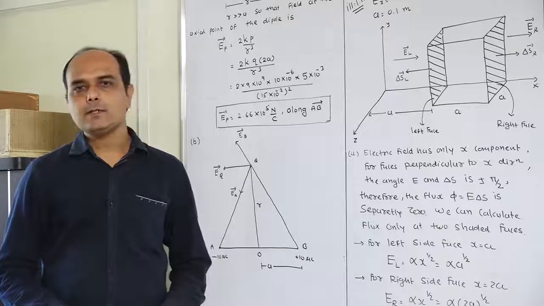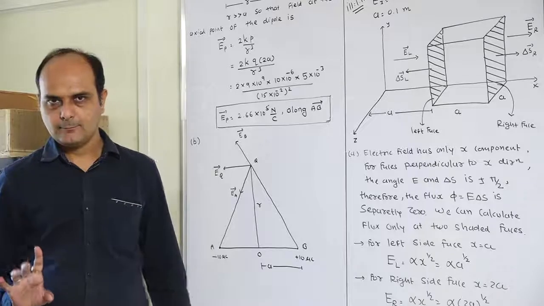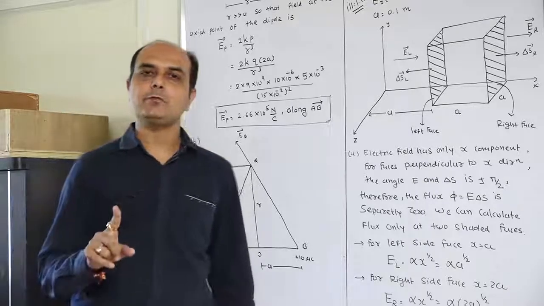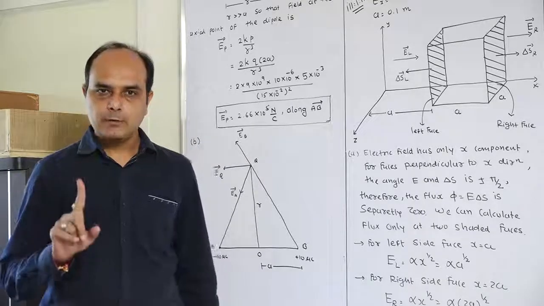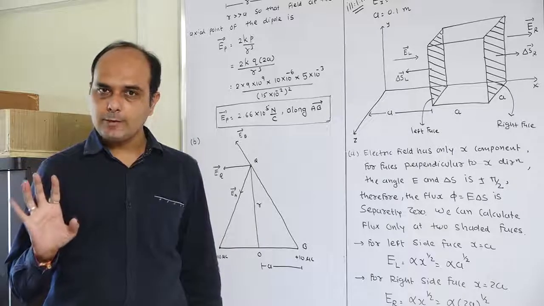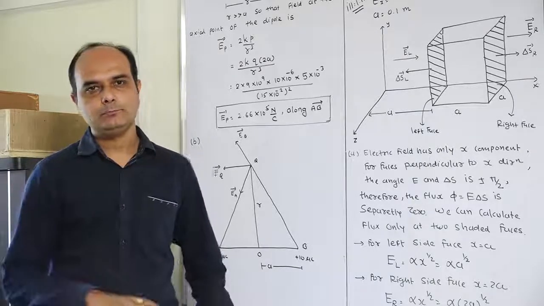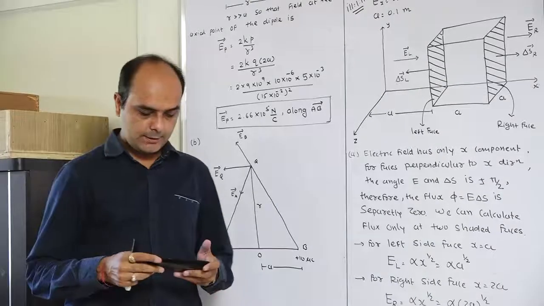Well, student, today is illustration number 1.10. This illustration is related to the electric dipole: calculate the electric field on the axis of the dipole and on the equator of the dipole. The question of this illustration is like this.